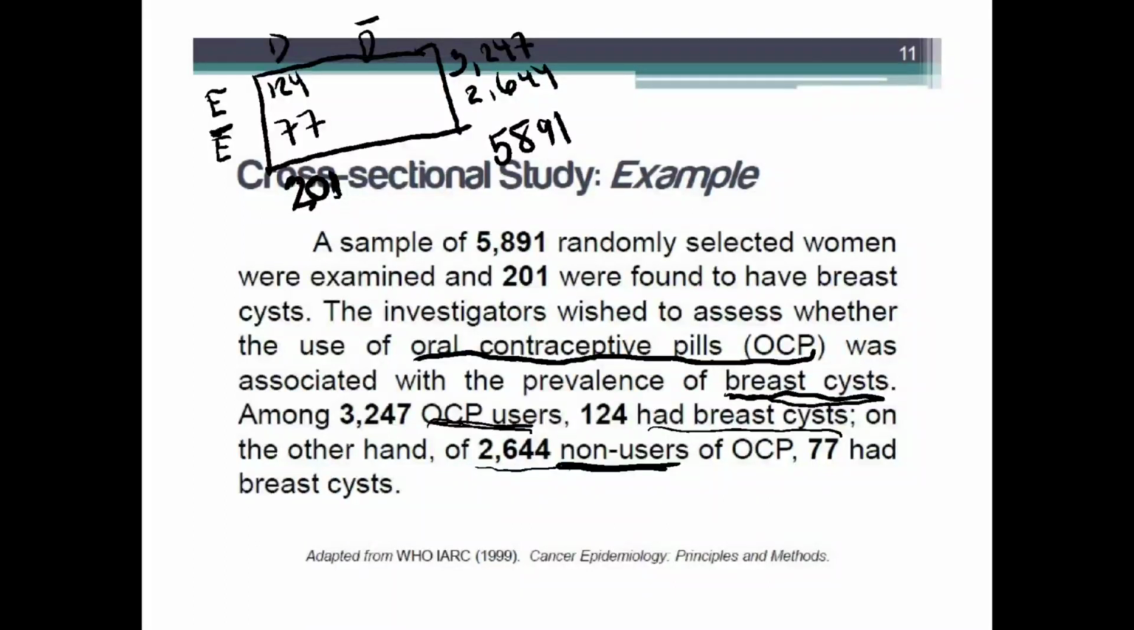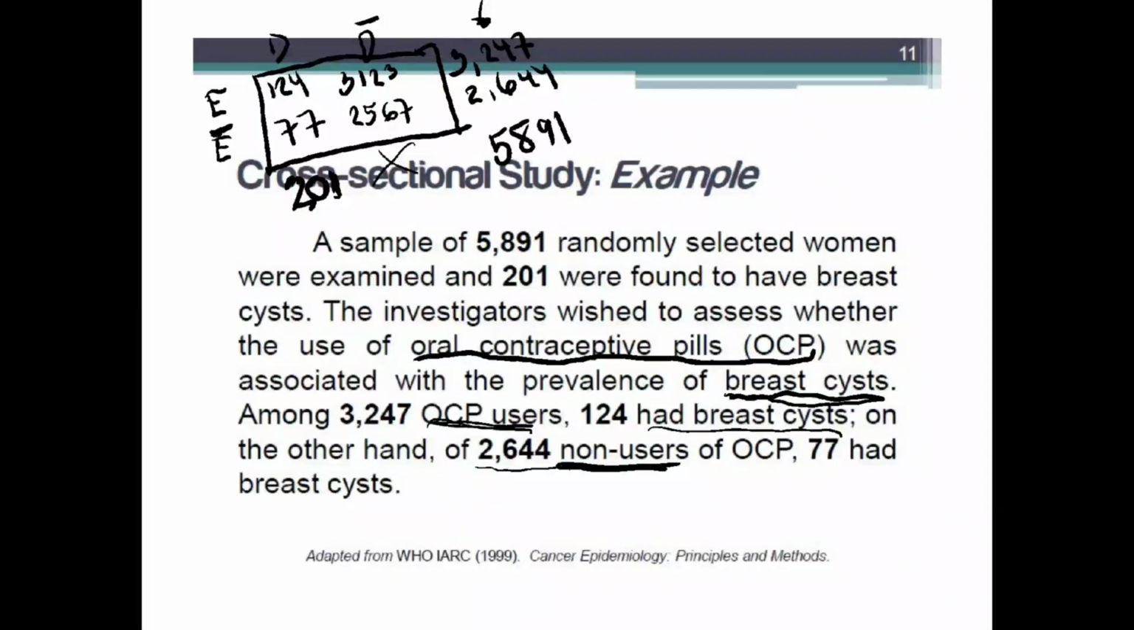So, ngayon, sir, paano natin makukuha yung mga data for the samples or yung mga individuals na hindi nagkaroon ng breast cysts? Syempre, since ito yung total nila, ma-minus mo lang. So, 3,247 minus 124 is 3,123, 2,644 minus 77, 2,567. Hindi naman na importante yung data dito, pero kung gusto nyong i-compute yan, okay lang din. Ang answer dyan is 5,690 yata.